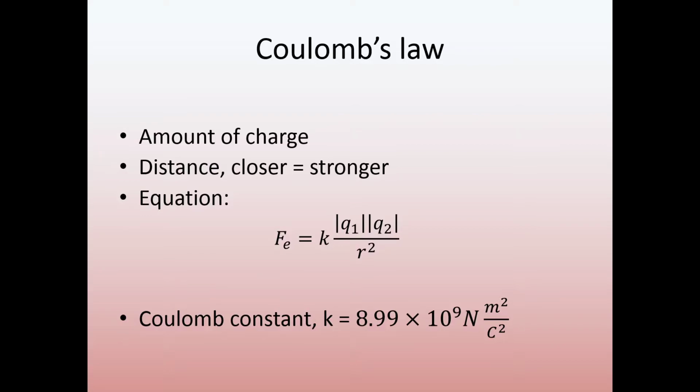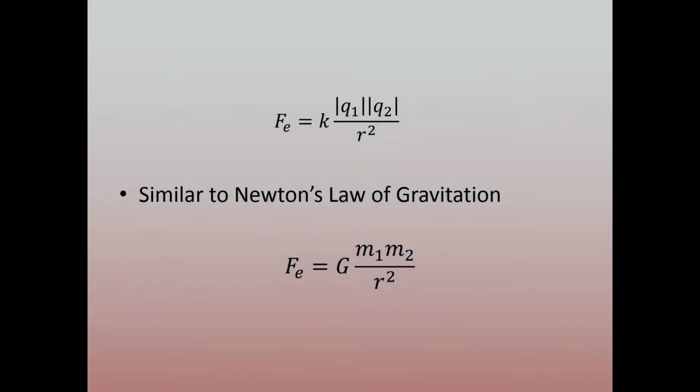The equation for Coulomb's law is electric force equals Coulomb's constant times the absolute value of charge 1 and charge 2 divided by the distance squared. Coulomb's constant is 8.99 times 10 to the 9th newton meter squared per coulomb squared. You might notice that Coulomb's law has some similarities to Newton's law of gravitation.